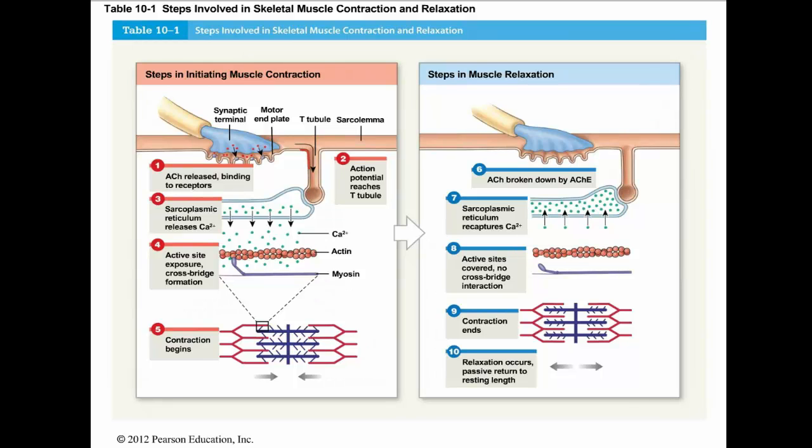After the muscle contraction has occurred, the extra acetylcholine is broken down by acetylcholinesterase. The sarcoplasmic reticulum recaptures the calcium ions. The active sites are no longer cross-bridged between the actin and the myosin. You can see that the little purple head is no longer attached to the twisted chain of little pink round bits called the actin. And the muscle contraction ends, relaxation occurs, and the muscle moves back to its starting length, or its resting length.